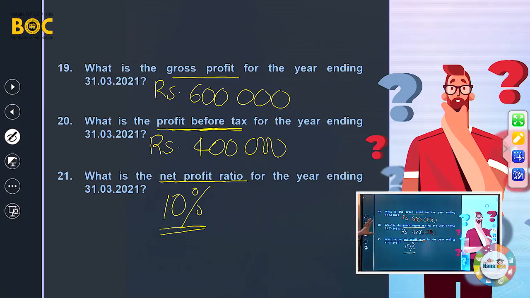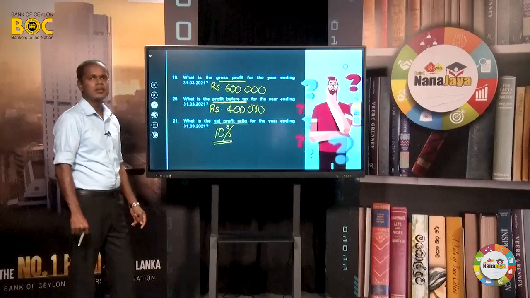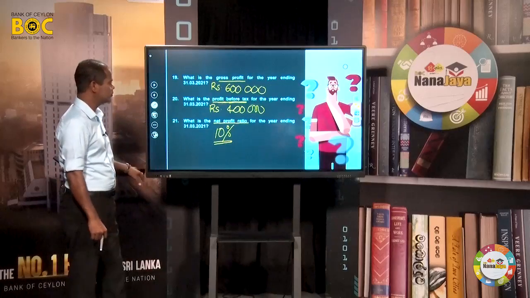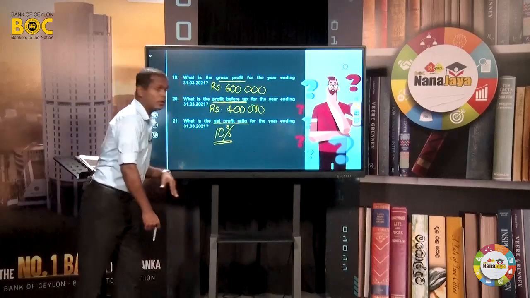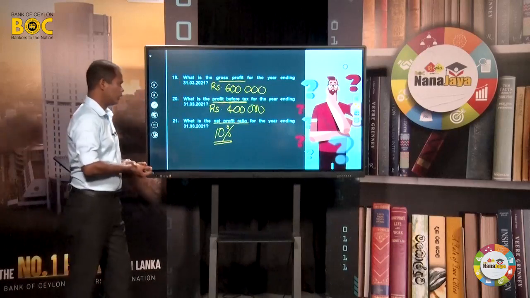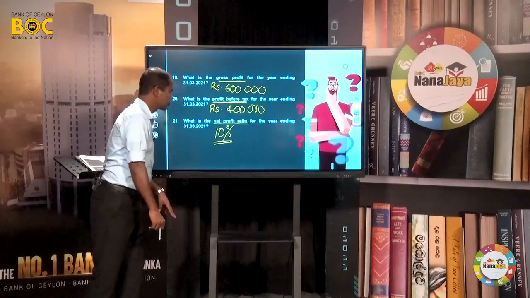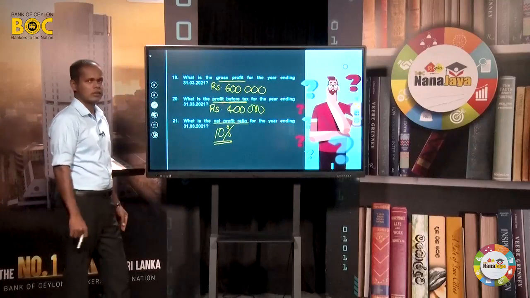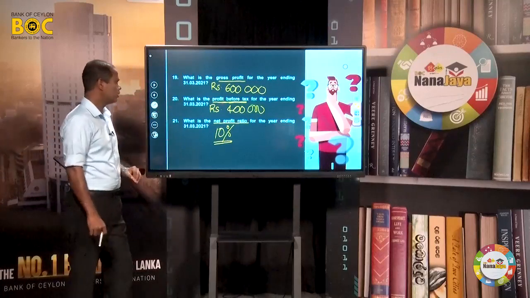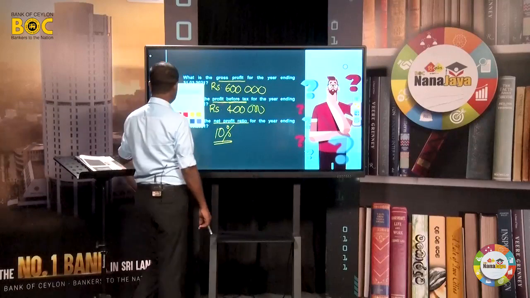19th question, gross profit we calculated 600,000. Question number 20, profit before tax, we calculated 400,000 rupees. Net profit ratio we calculated 10%. Now, 19, 20, 21.